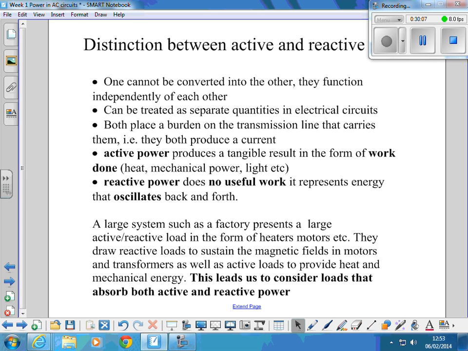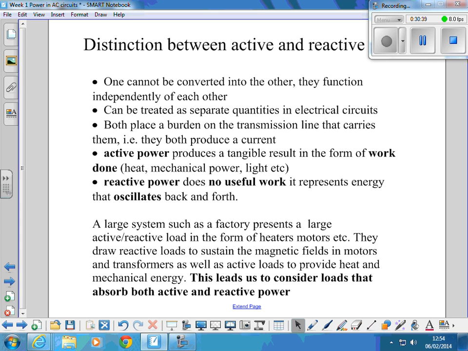Active power produces a tangible result in the form of work done. So the watts does. It produces heat, light or mechanical motion. Reactive power does no useful work. It represents energy that oscillates backwards and forwards between its magnetic field and the source in the case of an inductance, or between the charge on the capacitor and the source in terms of a capacitor.